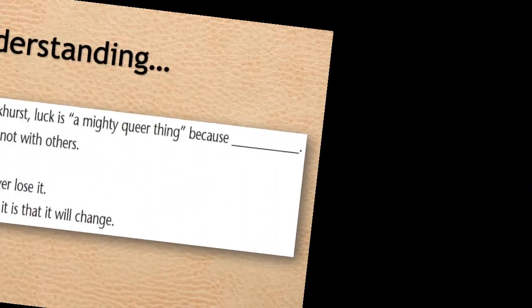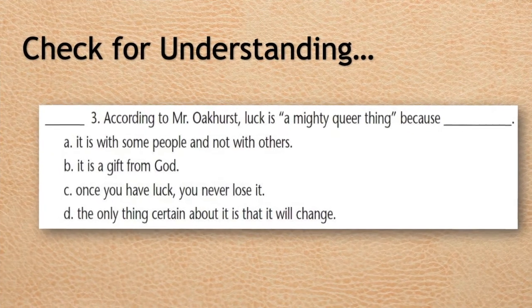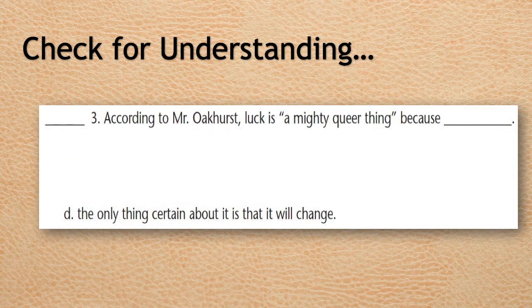How about the next one? According to Mr. Oakhurst, luck is, quote, a mighty queer thing because the only thing certain about it is that it will change. And that is our reversal in the story here. Reversal is going to be another literary term that becomes popular in this period of literature and is almost going to be the rule once we get to modern literature, starting 1900, 1910 or so.